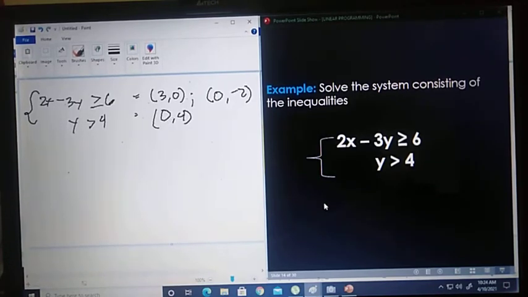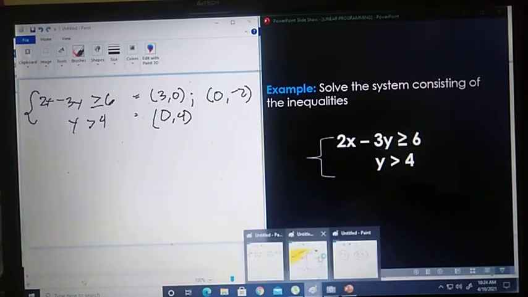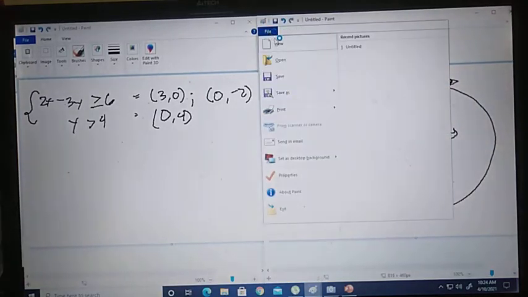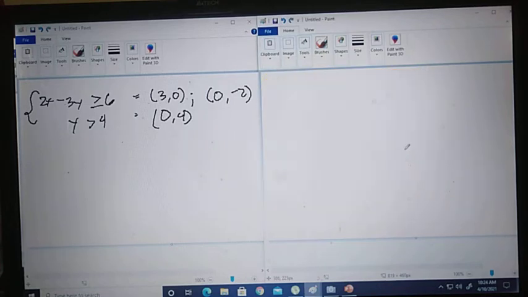Okay? I-graph na natin. Ayan. Saan ba? Yung cursor ko. Dito.